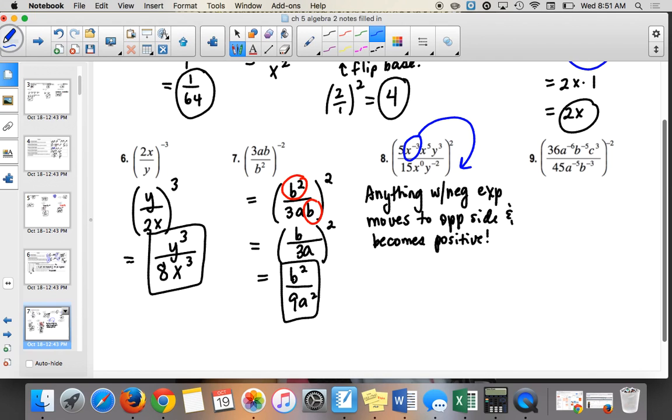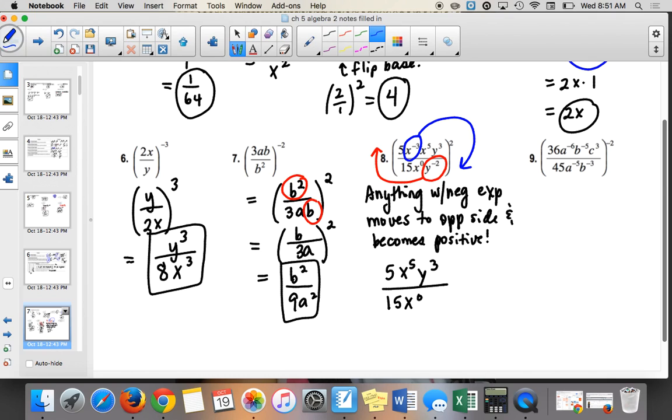You leave the 5, yep, because it's not being raised to a negative exponent, right? And then do you see anything else that has a negative exponent? Y to the -2, that's going to move up and become a positive. So we're going to rewrite. So I'm going to keep my 5 where it is. I'm going to keep the x to the 5th where it is. I'm going to keep the y cubed where it is. I keep my 15 and my x to the 0 where they are.